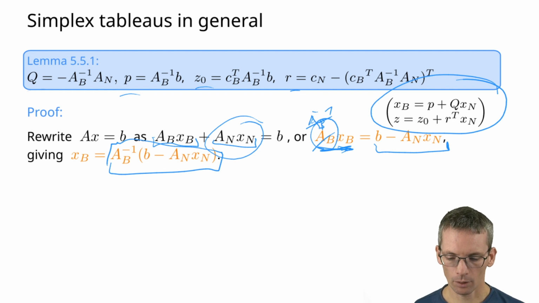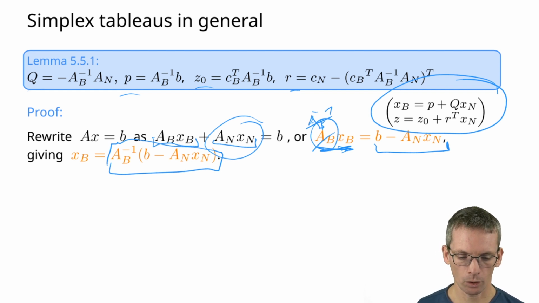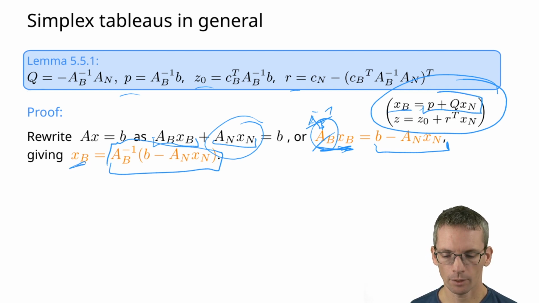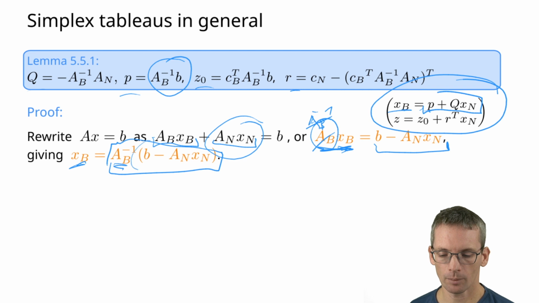Now let's have a look. What does this already show? So we wanted to have that xb is p plus this, and we wanted to show that p has this form here, and we see that here, ab to the minus 1 times b. This is exactly what we get, p, and the q times xn is ab to the minus 1 times an, so this is our q with a minus sign here. So this already proves this part of the lemma.